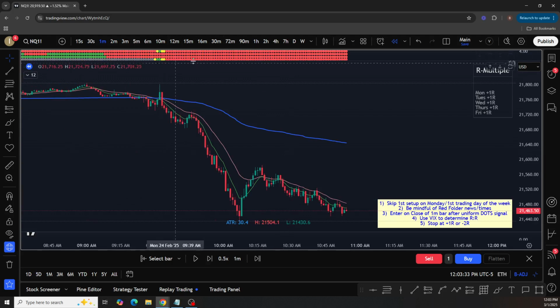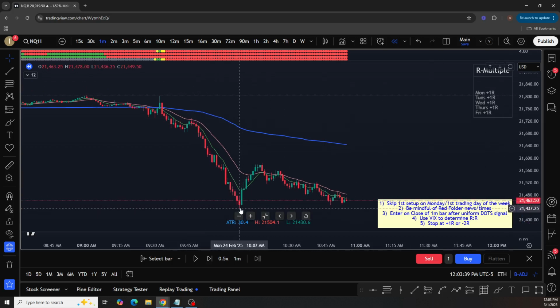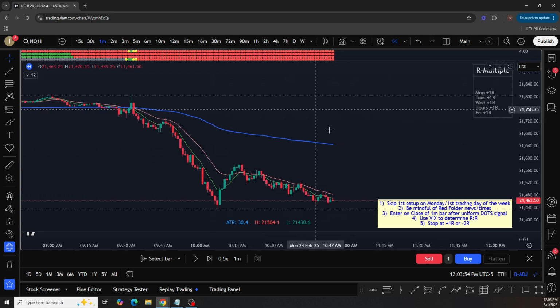So the dots, clearly, you're not trying to buy. Could you have made money from here to here? Yeah, but would you have tried to long down here? Would you have tried to long here? You would have got smoked. So yeah, did this work from here to here? Sure, but dots are red, so I don't even think about longs when the dots are all red.